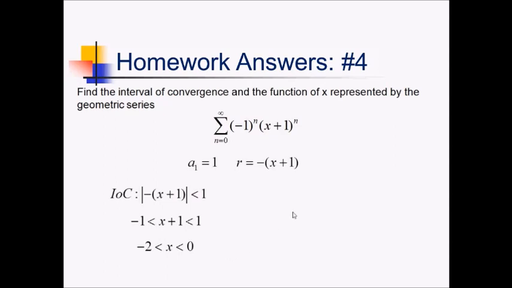Now to get the function of x, we just have to plug the a1 and the r into the infinite sum formula. So that's a1 over 1 minus r. So 1 over 1 minus negative x plus 1, or 1 plus x plus 1. And then if you want to simplify the denominator, we can call this 1 over x plus 2.